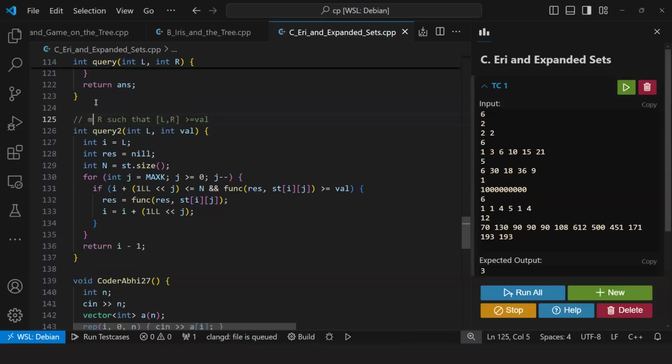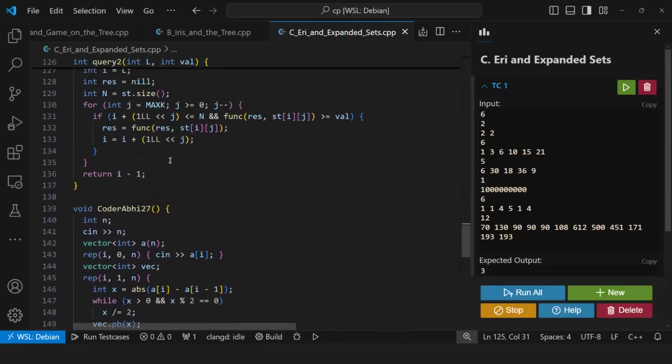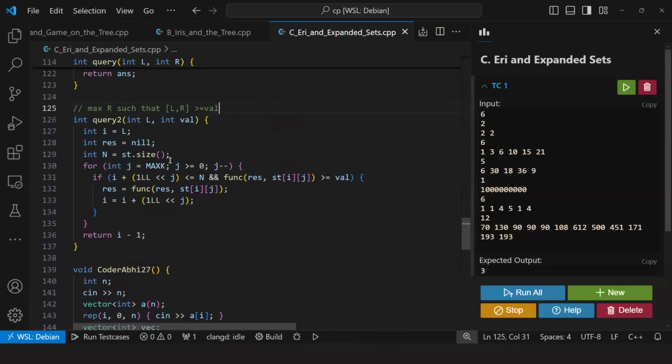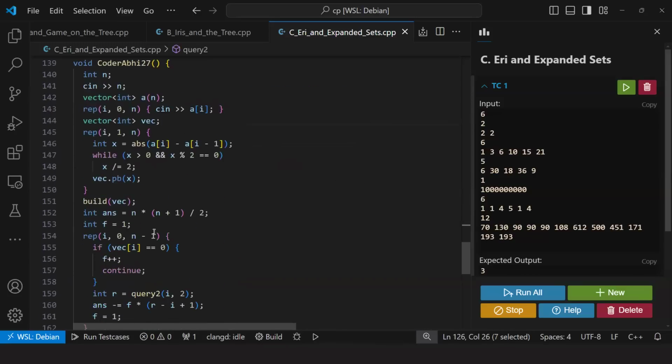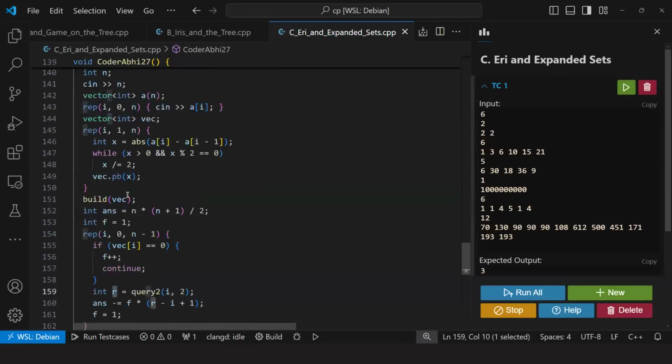So it's maximum only. The maximum R such that the GCD of L to R is greater than or equal to val. In val, I'm passing 2. So it means the maximum we can go to the right so that the GCD is greater than 1. Once it becomes 1, it is brilliant. We need to compute the non-brilliant. It would be till where it is greater than 1, which is greater than or equal to 2. In val, I'm passing 2 here. So this R I would get.